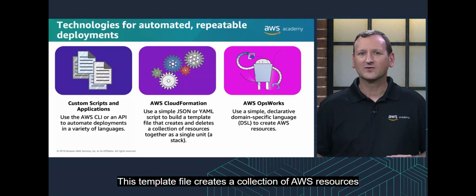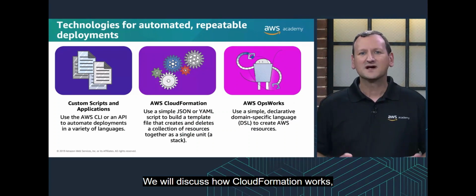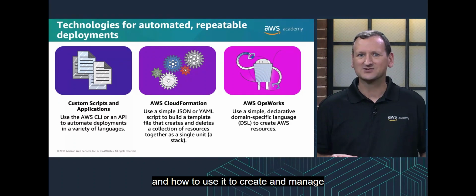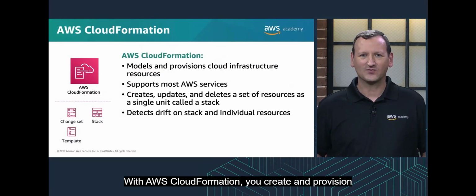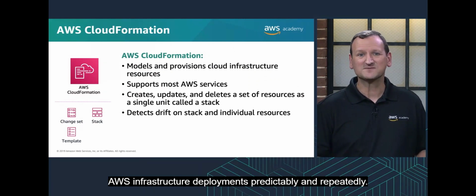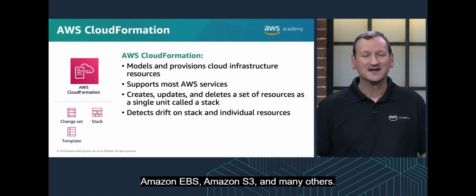This template file creates a collection of AWS resources together as a single logical unit. We'll discuss how CloudFormation works and how to use it to create and manage your AWS resource deployments. With AWS CloudFormation, you create and provision AWS infrastructure deployments predictably and repeatedly. You can use AWS CloudFormation on services like EC2, Amazon EBS, Amazon S3, and many others.